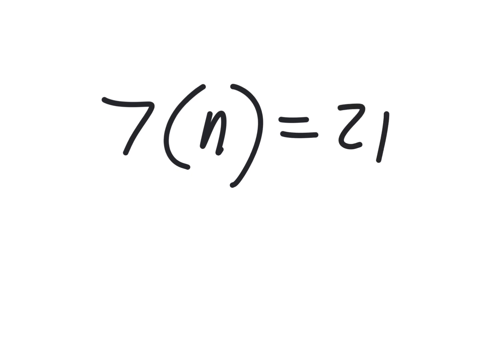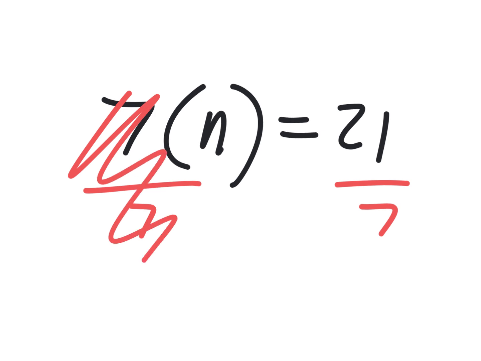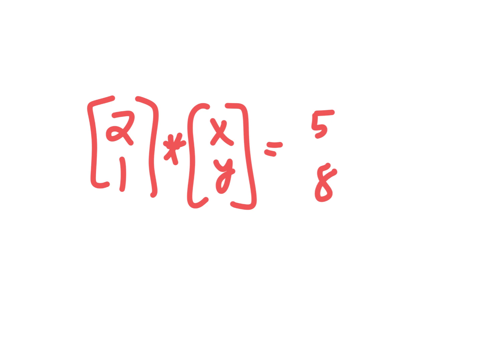If we had 7 times n equals 21, you would know to divide by 7, but you can't do that in matrix world, because you can't divide in matrix world. Okay, so in matrix world, when you have something like 2, 1, X, Y, 5, 8, don't write this down, just listen. First of all, it's possible that the way this is set up, there's no way to do it. Remember that matrices don't just act like normal equations and normal numbers.